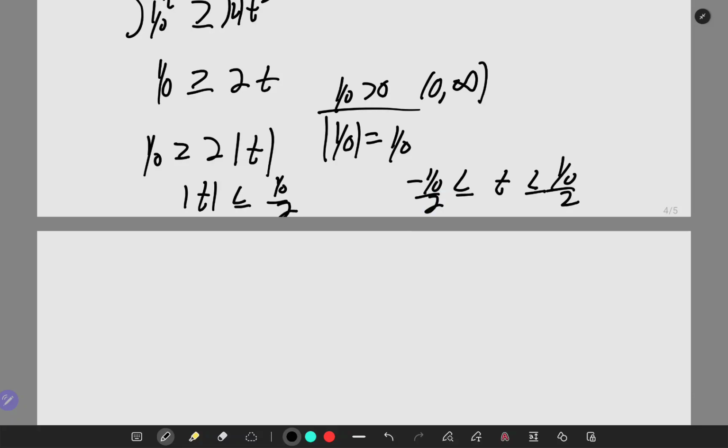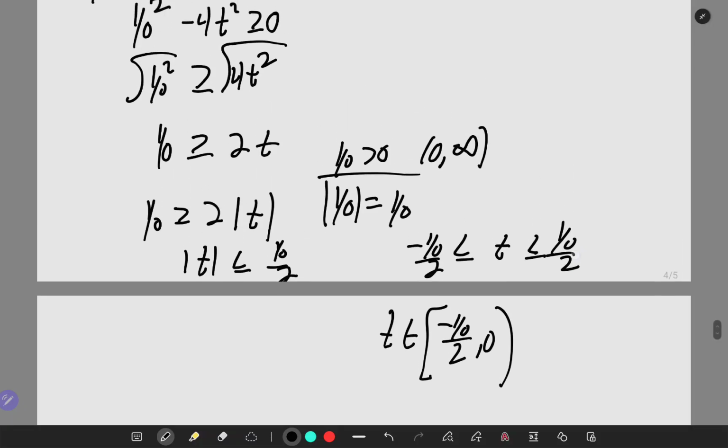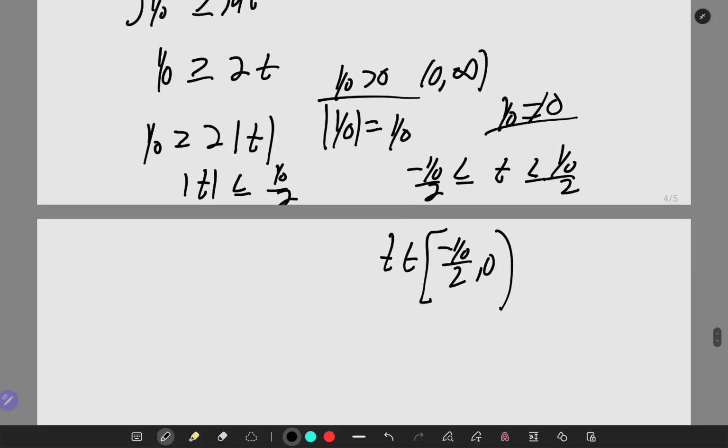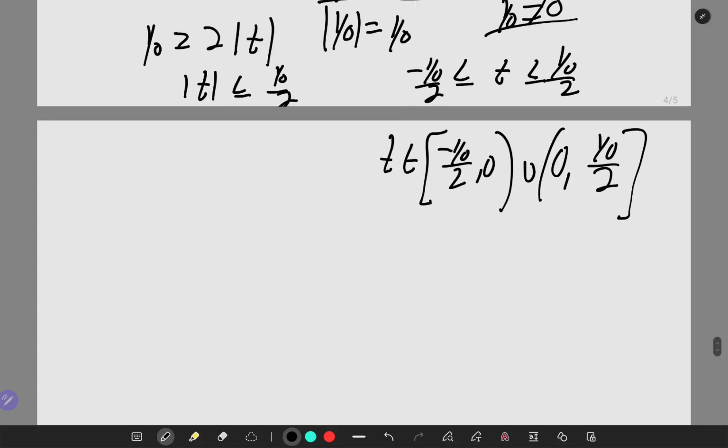So that'll tell us that t exists on this would be closed bracket negative y naught over 2, 0, because it doesn't exist on 0, remember? Y naught cannot equal 0. So it doesn't exist on 0. Union 0 y naught over 2, right? So in this case, this is y of 0 is equal to positive y naught.